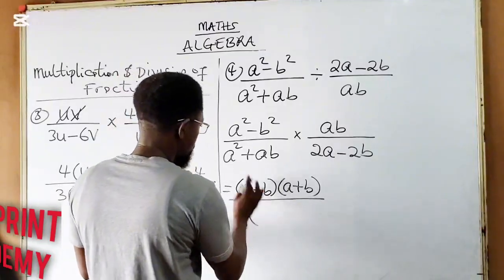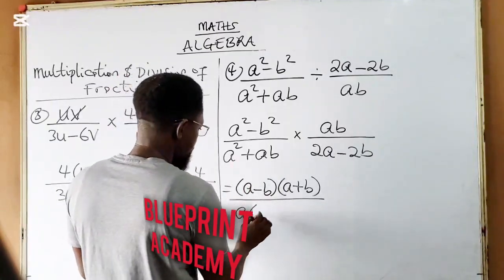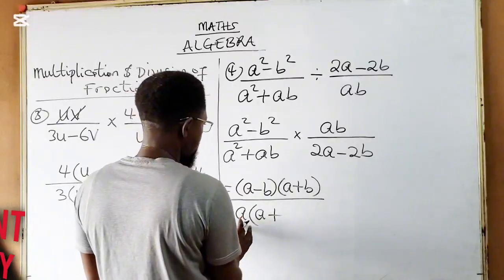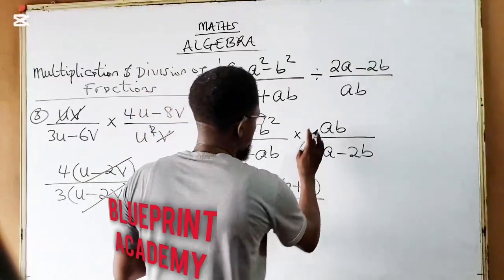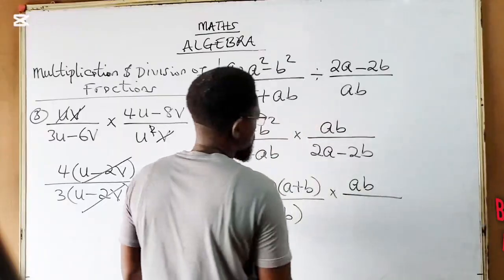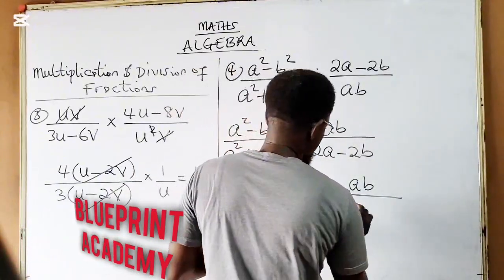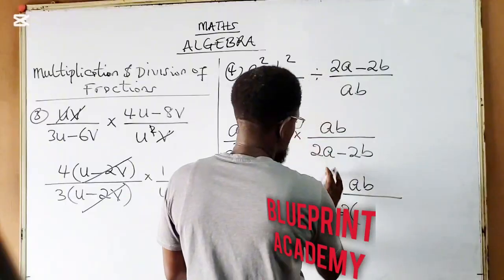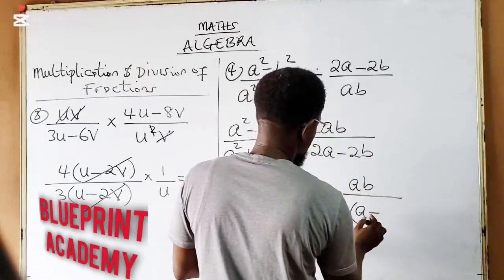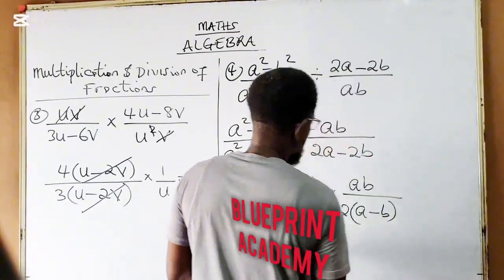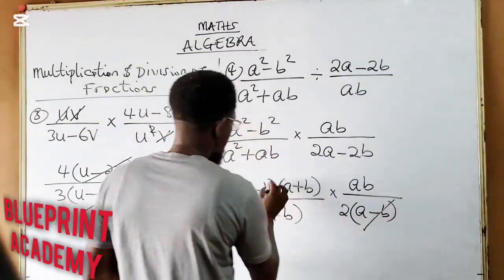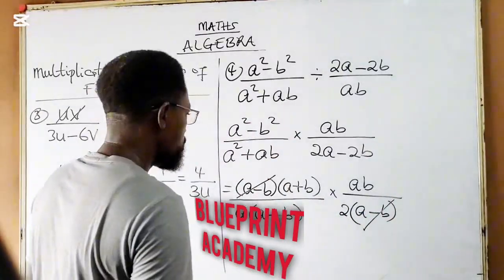The common factor is a. So a squared divided by a will give us a, plus ab divided by a, that will give us b. Then for this part here, you see I have ab. Then we factorize, bring out 2 as a common factor. By bringing out 2 as a common factor, 2a divided by 2 will give us a, then 2b divided by 2 will give us b. So we get a minus b.